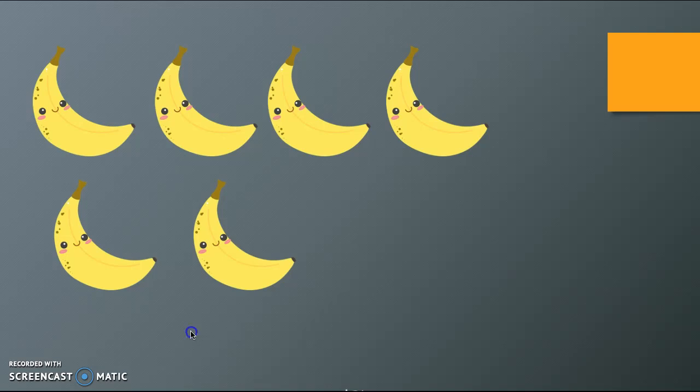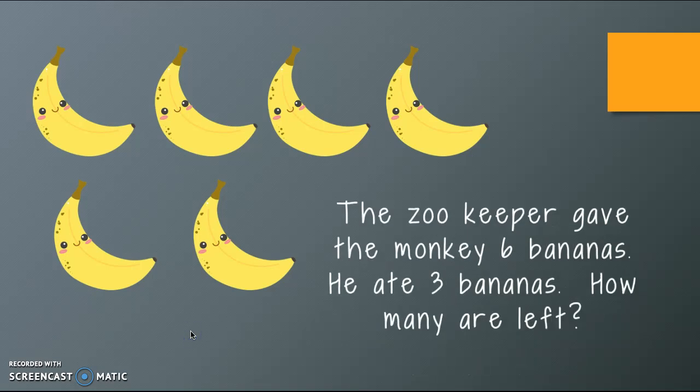Perfect. Now here's the story. The zookeeper gave the monkey 6 bananas. He ate 3 bananas. How many are left? All right, so we have our 6 bananas, and the monkey ate 3 of them.